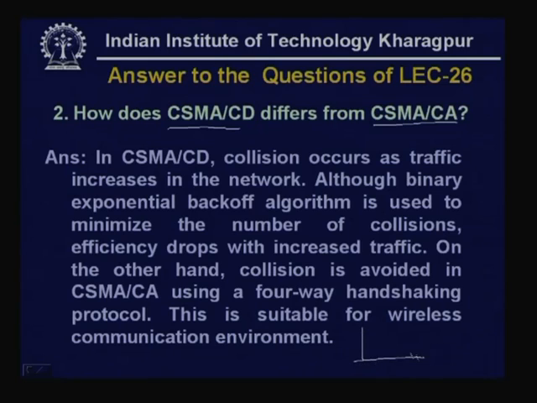as we have seen, particularly when the load is high, in this particular region, the number of collisions is large, the loss due to collisions is more, and as a result the throughput decreases. On the other hand, collision is avoided in CSMA/CA using a 4-way handshaking protocol. As you have seen, it uses request to send and clear to send, and by listening to this clear to send, the other stations back off and do not send their data. This way the collision is avoided, and this is particularly suitable in wireless environment where collision detection is difficult.